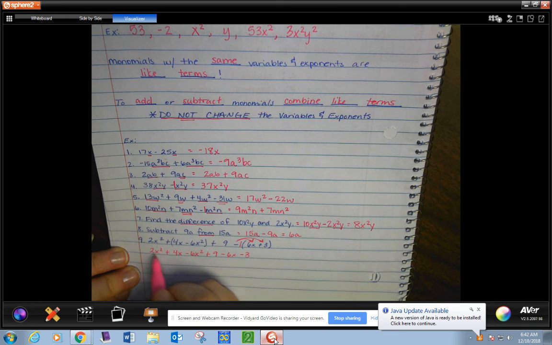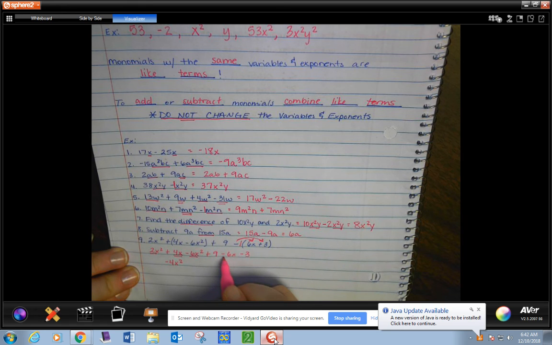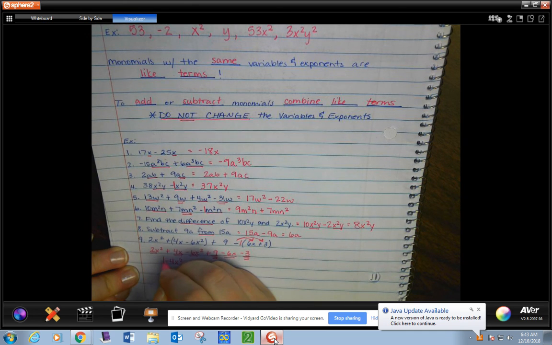I'm going to start with my x squareds. I have a 2x squared and a negative 6x squared. 2 and negative 6 make negative 4x squared. Then I'm going to move to my x's. I have a 4x and a negative 6x. A 4x and a negative 6x make a negative 2x. And then the last piece I have is 9 and negative 3. 9 and negative 3 make a positive 6. Since none of these have the same letter or anything like that, this would be your final answer for number 9 because nothing else will combine.